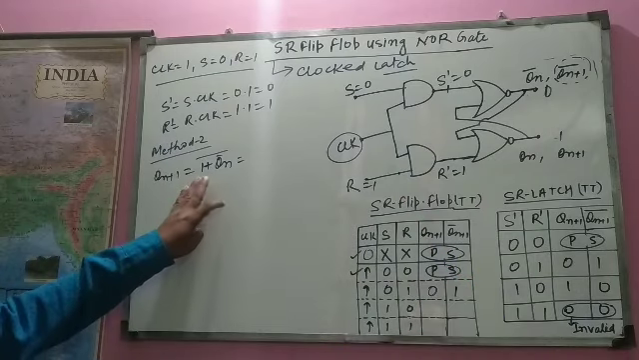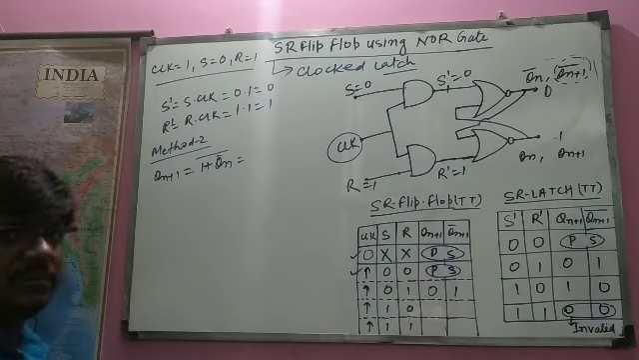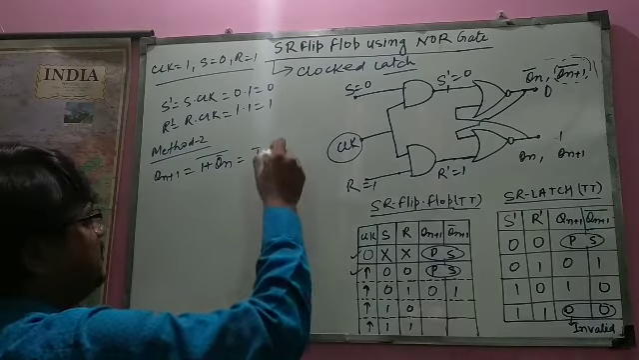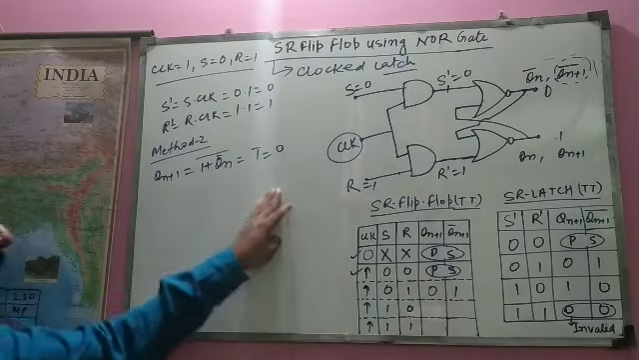So it will give what? 1 plus something means what? 1 plus something, that is 1. So 1 and 1 bar means 0. So Qn plus 1 is 0.